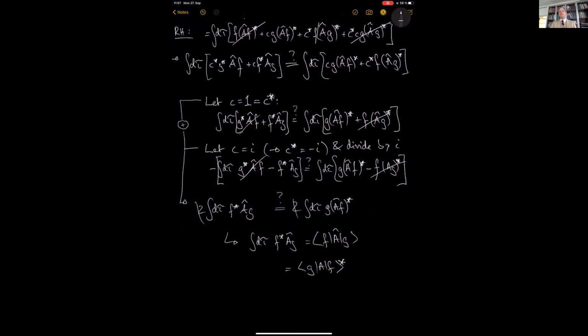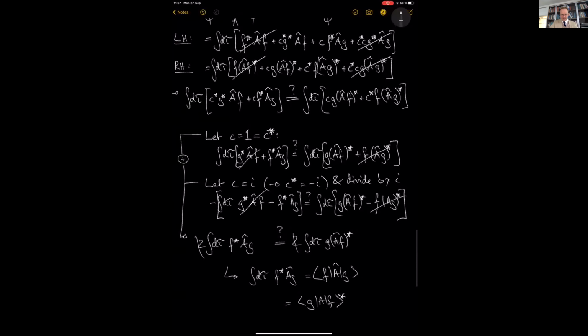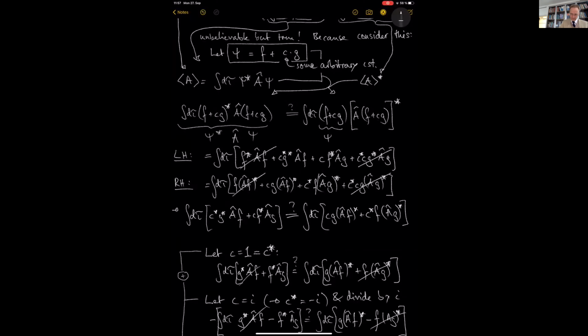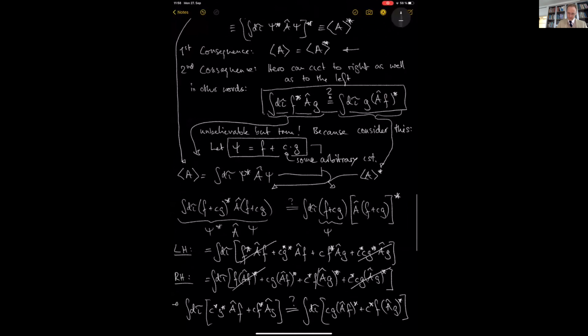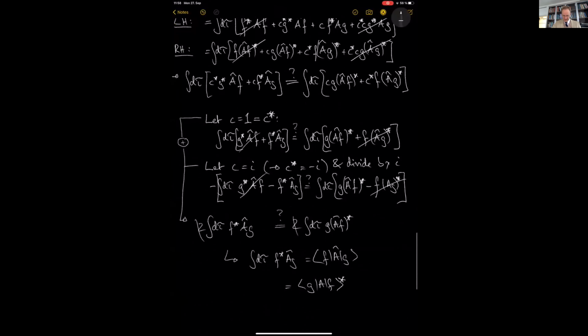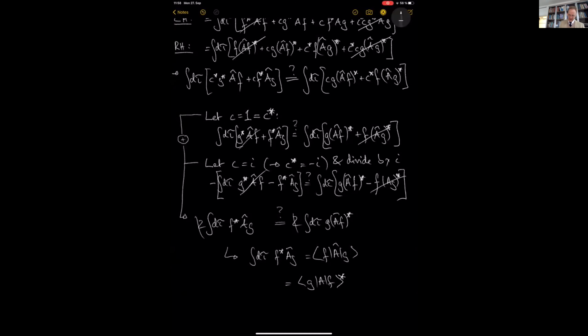Okay. This is the demonstration, right? That this holds as a consequence of the fact that up here we wrote down this, we inserted our expansion of psi, and we see that if we operate with A to the left or the right, it's the same.